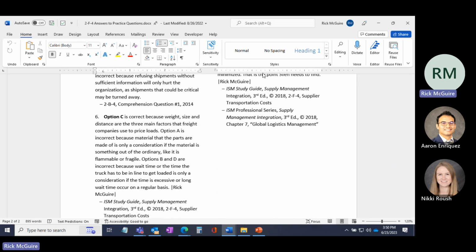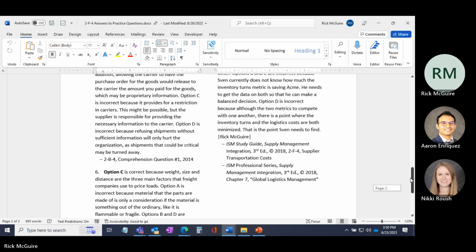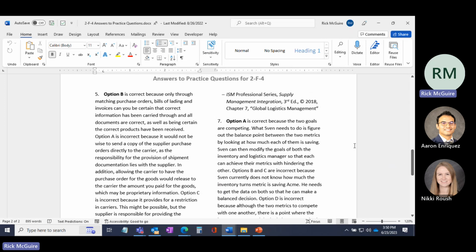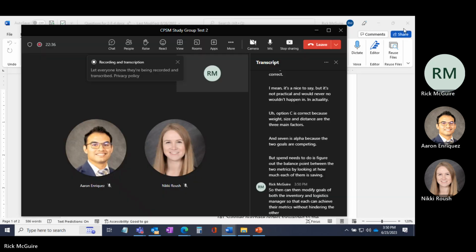Option C is correct because weight, size, and distance are the 3 main factors. And 7 is A because the 2 goals are competing. What Sven needs to do is figure out the balance point between the 2 metrics by looking at how much each of them is saving. Sven can then modify goals of both the inventory and logistics manager so that each can achieve their metrics without hindering the other.